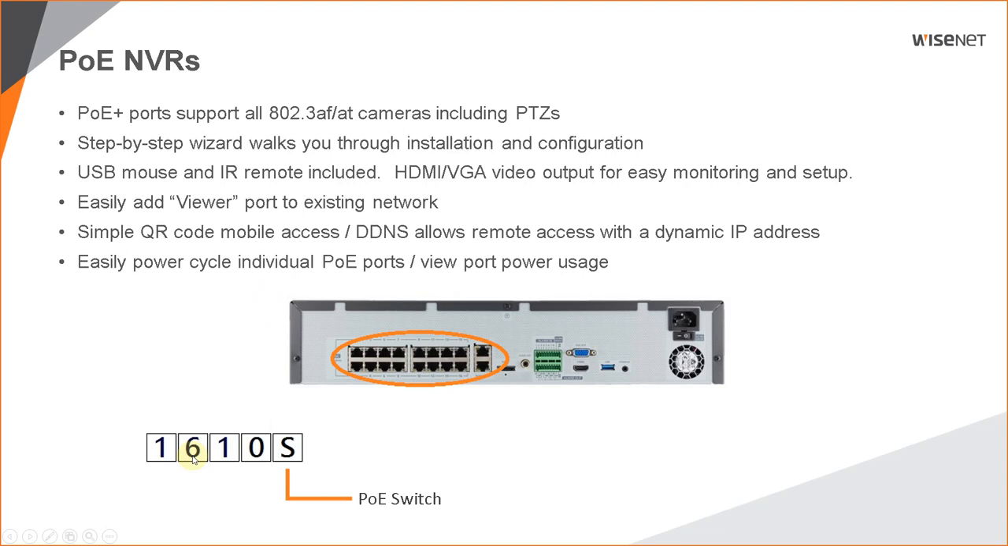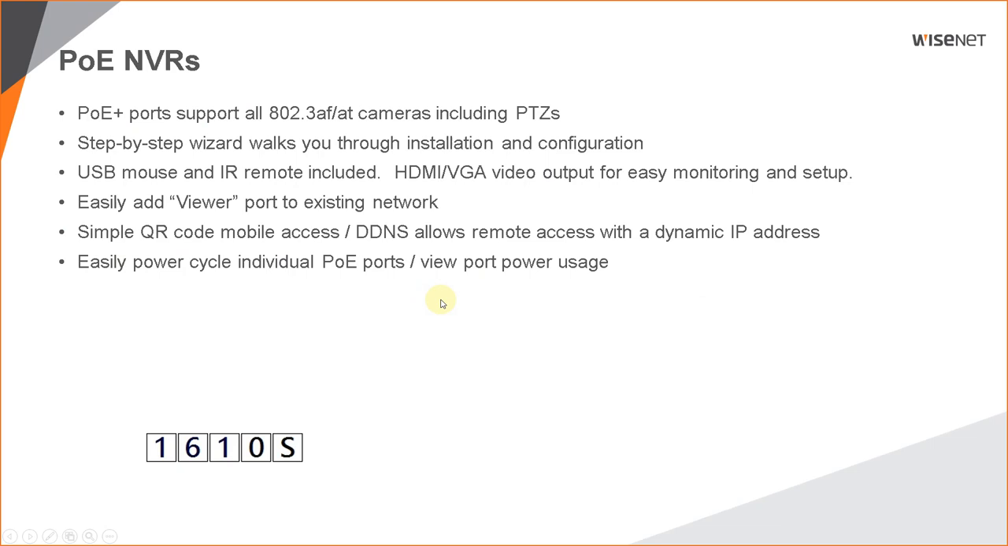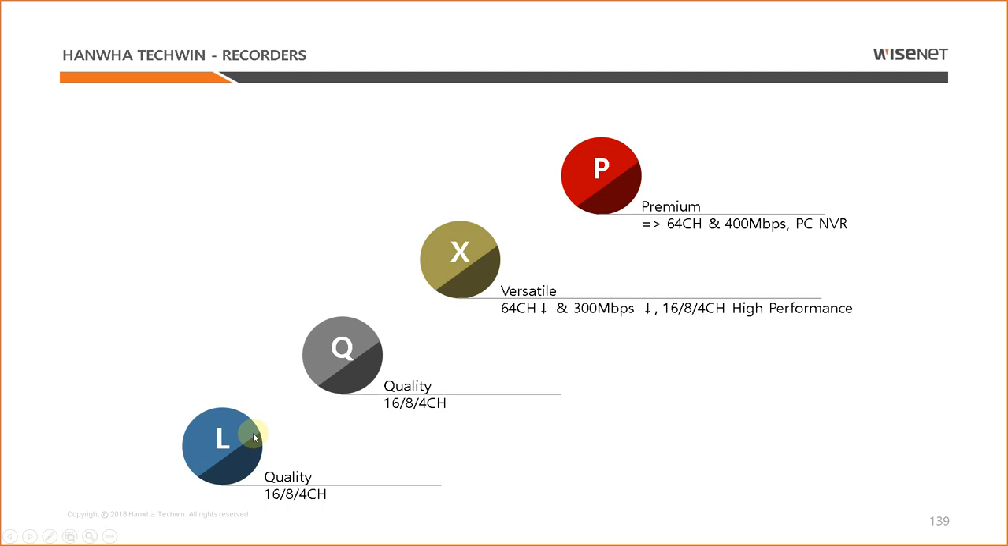Generally, we are providing this for smaller projects. Larger projects, they will have switches. Okay, then how to quickly identify if you have model number NVR starting with L and Q, entry level, 16 channel maximum.